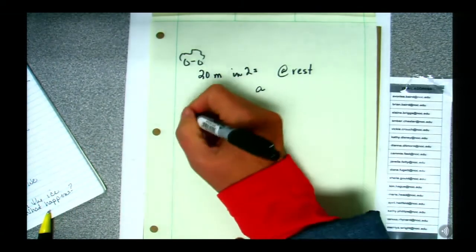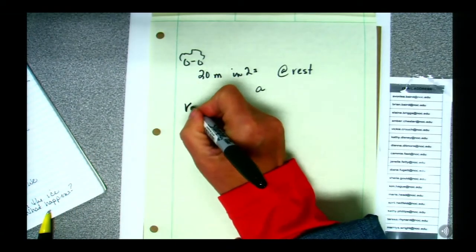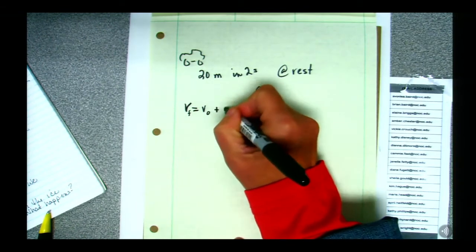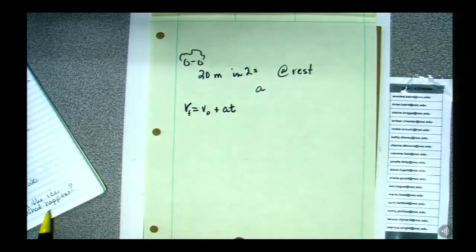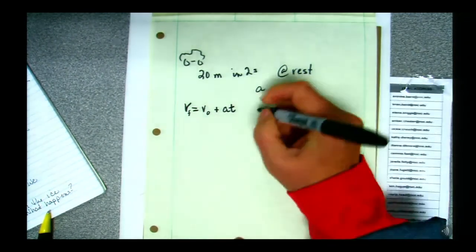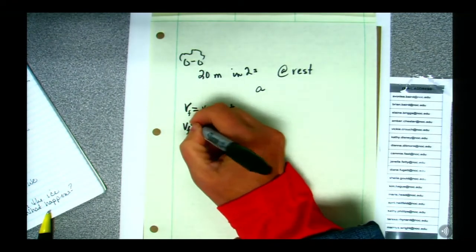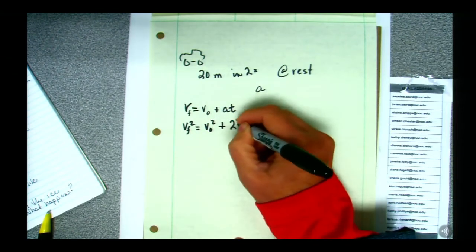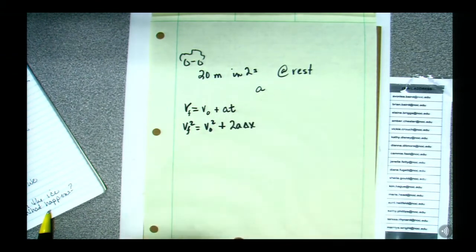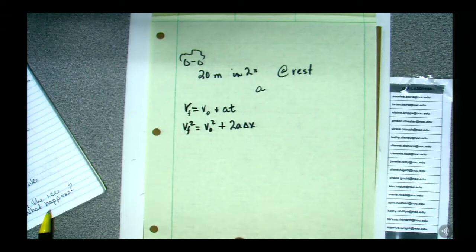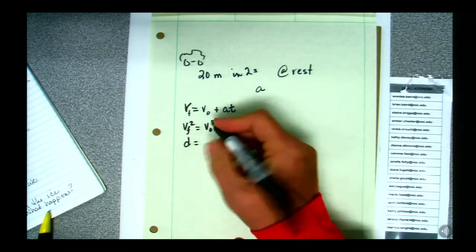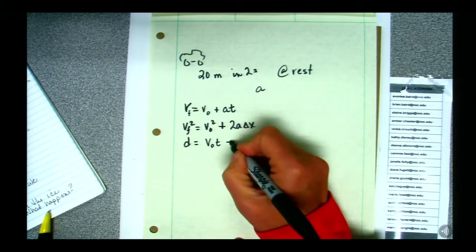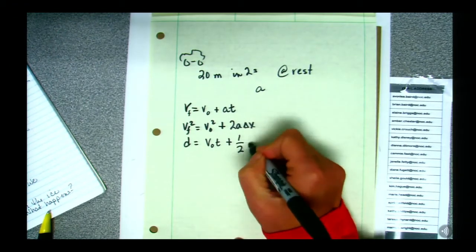So my equations that I have: velocity final is equal to velocity initial plus the acceleration times time. I've got velocity final squared is equal to the velocity initial squared plus 2 times the acceleration times my change in distance. And I've got distance is equal to the velocity initial times time plus 1/2 a t squared.